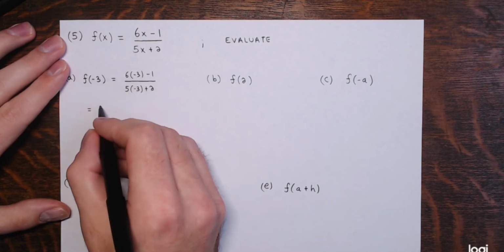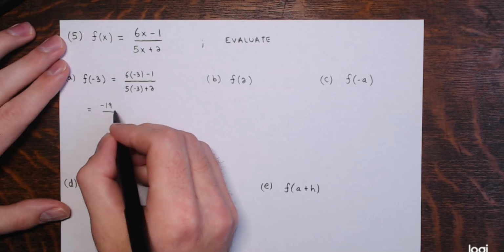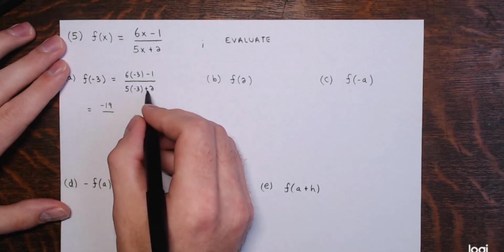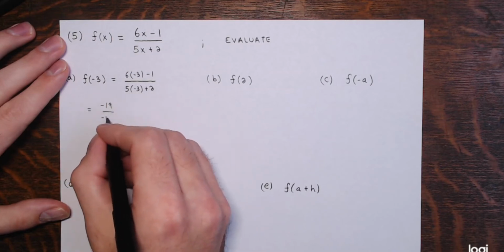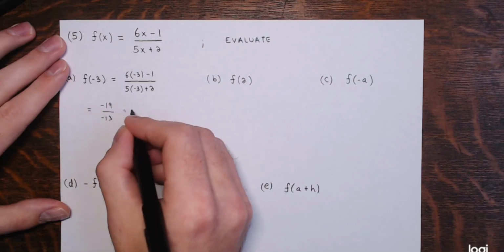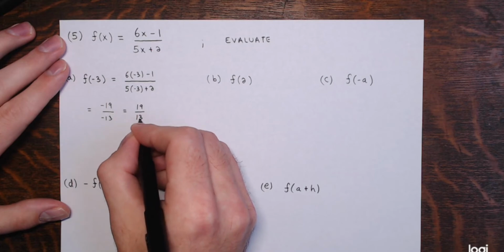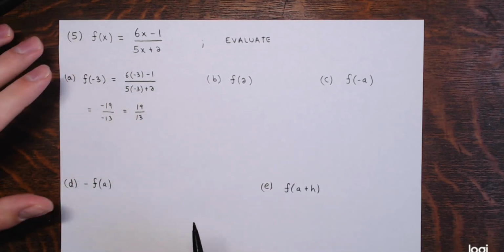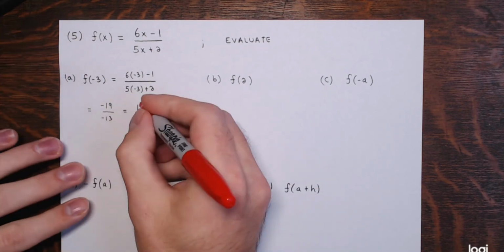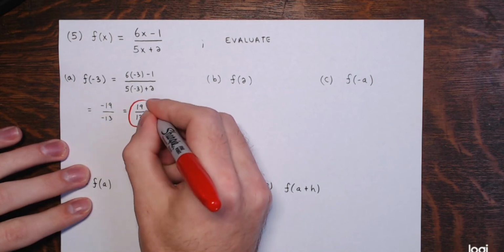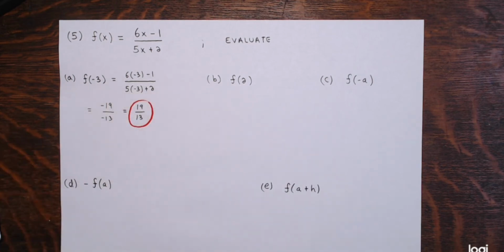All right, so the numerator is negative 19, right? Negative 18 minus 1. The denominator is negative 15 plus 2, that's negative 13, and a negative divided by a negative is a positive, right? Positive 19/13. All right, so that's somewhere between 1 and 2. But 19/13, right? One point something. If you want to put that in a calculator, you can.